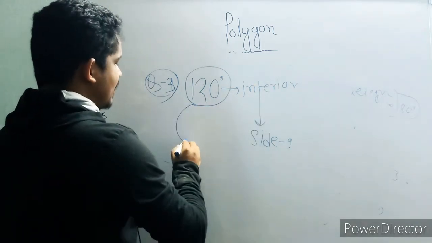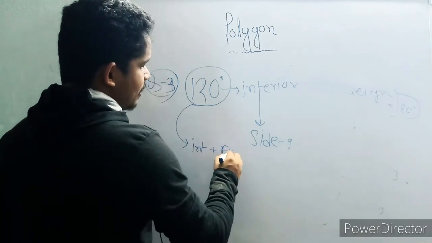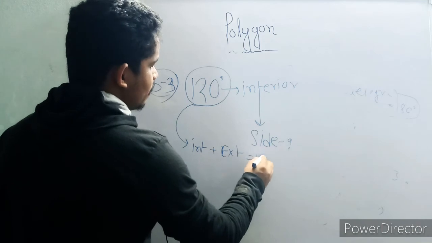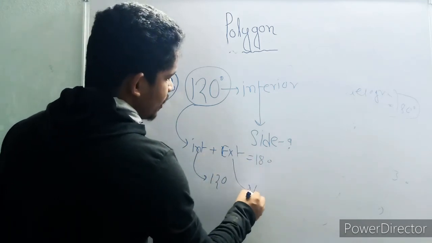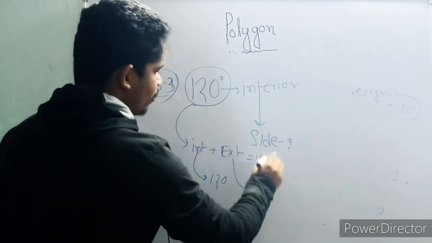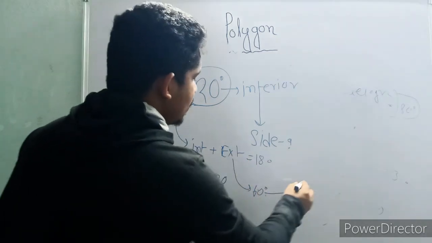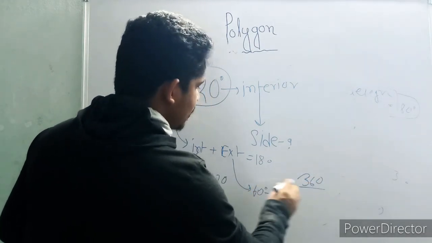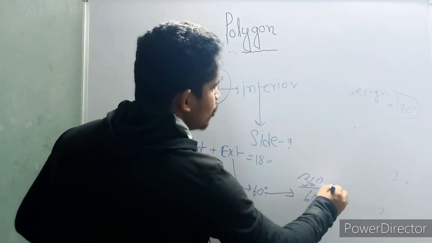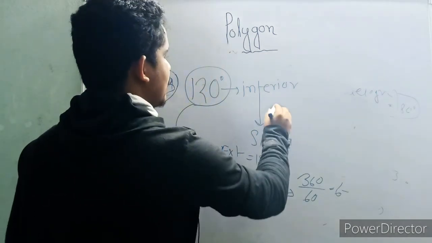The sum of interior plus exterior angle is always equal to 180 degrees. So if the interior angle is 120 degrees, the exterior will be 60 degrees. 60 plus 120 is 180 degrees. So if one exterior angle is 60 degrees, and I know the sum of exterior angles is 360 degrees, then 360 by 60, the answer will be 6. So our answer is that the given polygon is a hexagon.